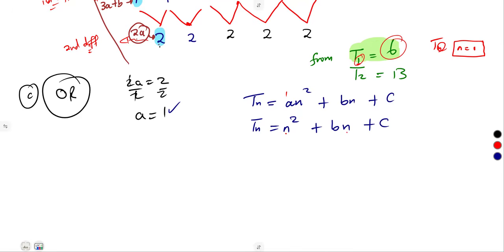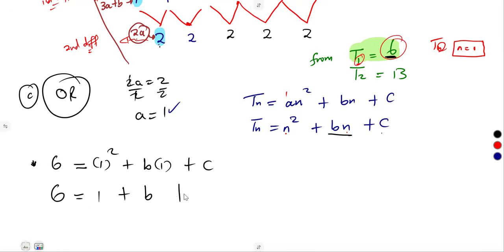All right. So let me formulate the equation here. For our equation, 6 is equal to, in place of n, let's put a 1. So that's 1 squared plus bn, so that's simply b times 1, plus c. So 6 is equal to 1 squared, which is simply 1, plus b plus c. Take this 1 to the other side, it becomes negative. So 6 minus 1 is 5. So 5 is equal to b plus c. It's an equation, guys.